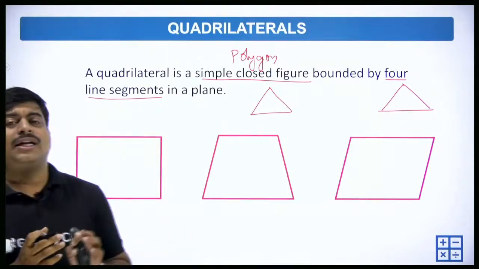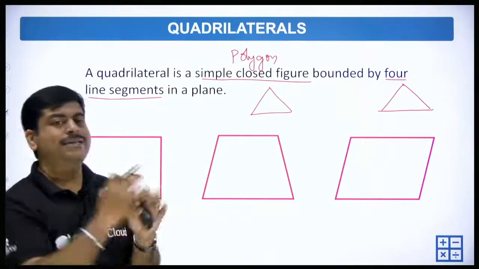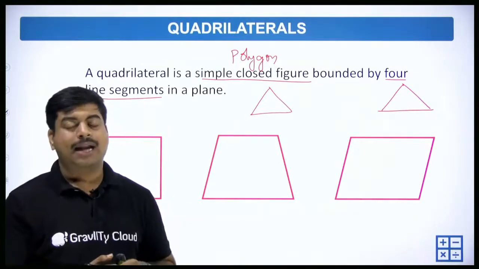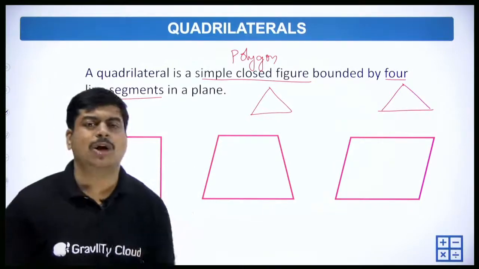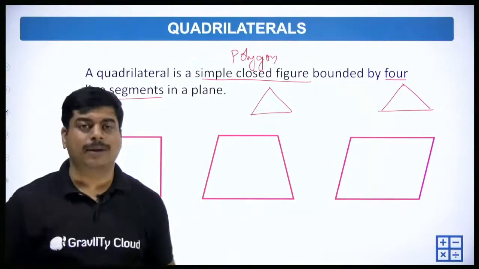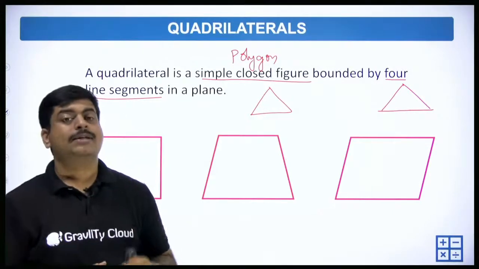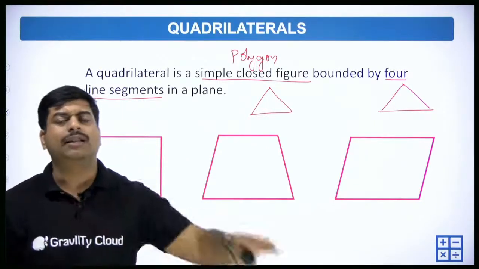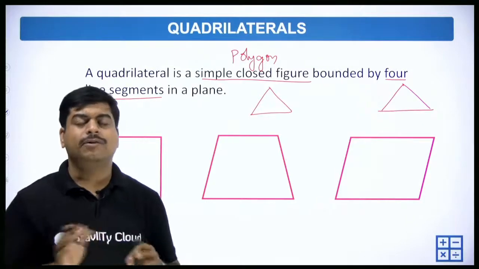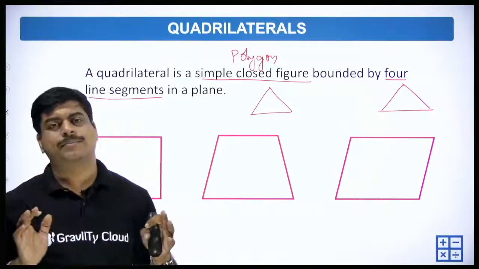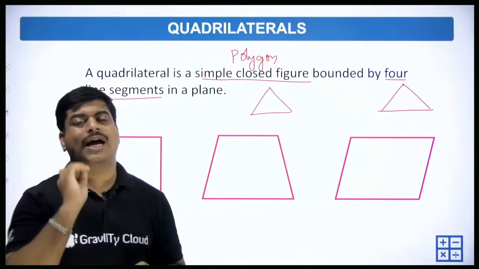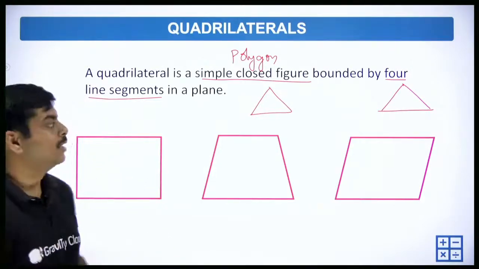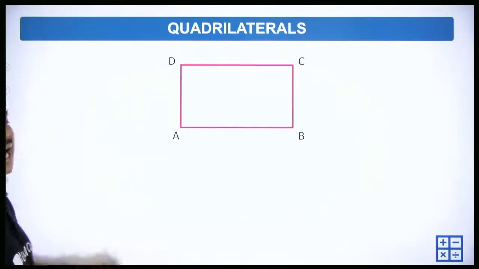So based on the different orientation and properties that the sides or the angles exhibit, we keep different names. Sometimes all the sides of a figure may be equal, sometimes not. All the angles may be equal, sometimes not. Sometimes only opposite angles and opposite sides are equal. Sometimes no side, no angle, nothing will be equal. Based on that, we have different quadrilaterals. Let's understand them one after another in today's class. The first one we're going to discuss is a rectangle.